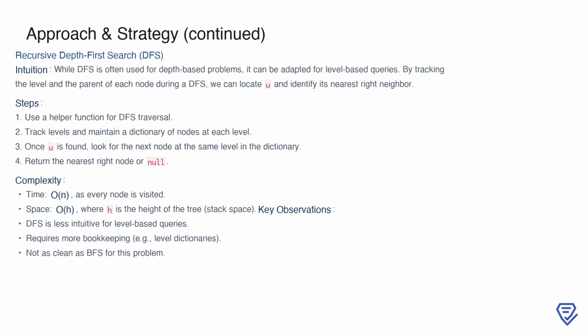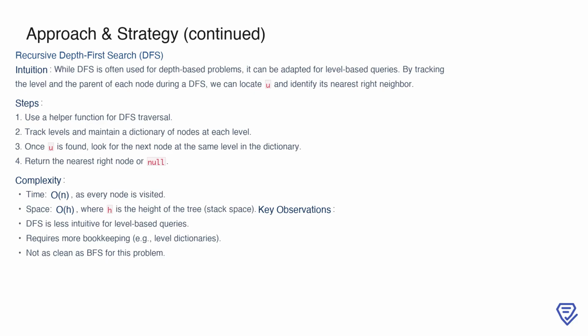An alternative strategy is to use a recursive depth-first search, or DFS. While DFS is typically used for depth-based problems, it can be adapted for level-based queries by carefully tracking additional information. In this approach, we maintain a dictionary that maps levels to the nodes at those levels. As we traverse the tree recursively, we keep track of the current level. When we encounter the target node U, we look up the dictionary to find the next node at the same level. If such a node exists, it is the nearest right node, otherwise, we return null.